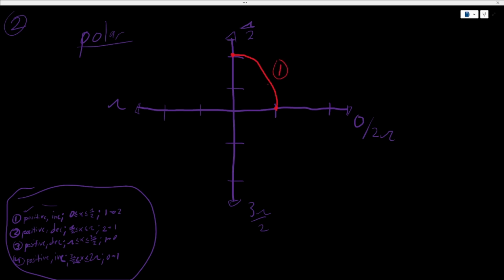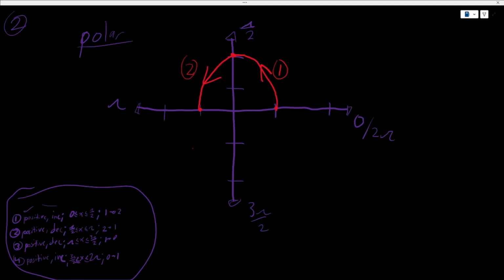So let's label that 1. And we're also moving in this direction. Now, for our second section, we're positive decreasing. We go from pi over 2 to pi, and we go from 2 to 1. So for our second section, we start at 2 at pi over 2. We go to pi, but only to the value of 1. And this is our second section, and we're moving this way.